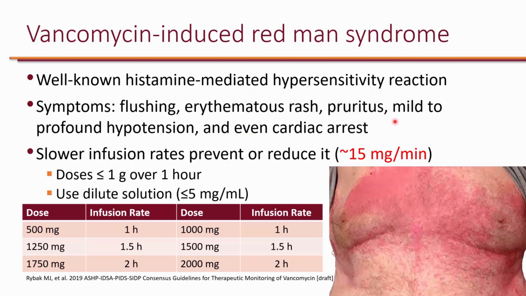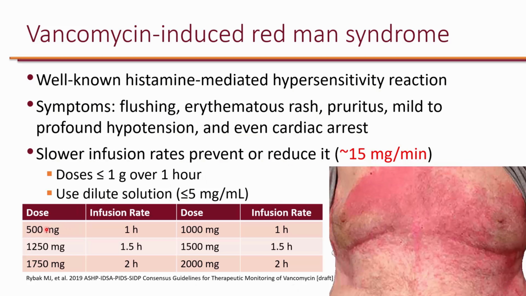As you can see in this picture, it actually causes flushing, erythematous rash. It causes some pruritus, and sometimes mild to profound hypotension, including even cardiac arrest, which is not as common. And this can be avoided if you slow the infusion rate, typically if you reduce it to about 15 milligram per minute.